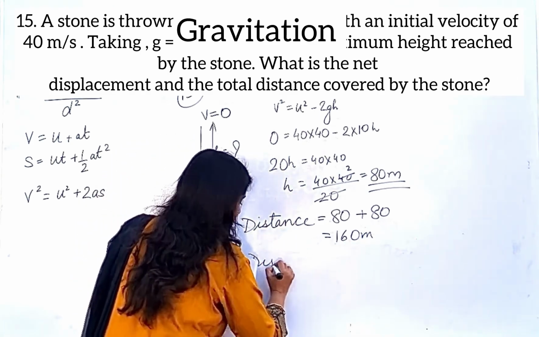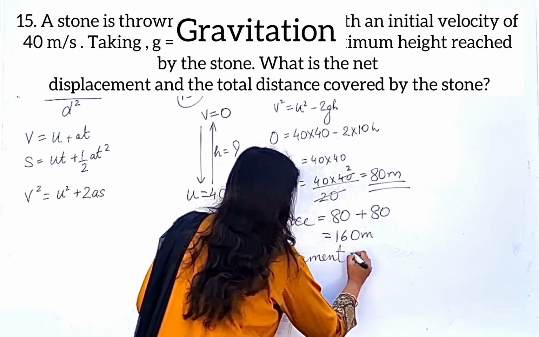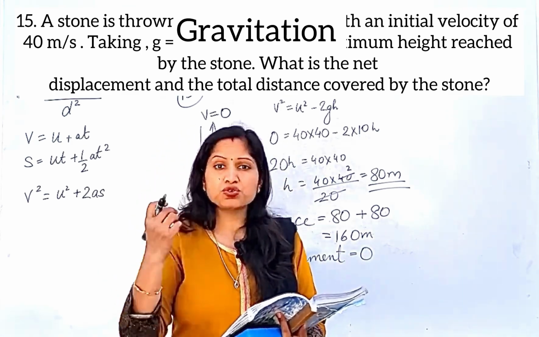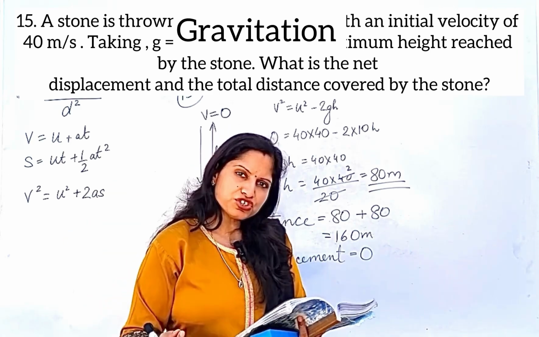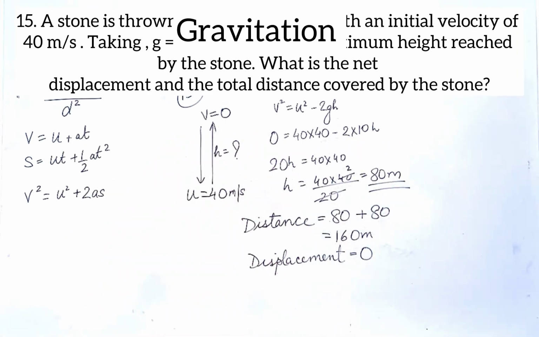And displacement is going to be 0, because you just need to remember that displacement is the change in position. How much its position has changed from its original position. So it came back to its original position, so displacement is going to be 0. You can take a screenshot if you want.